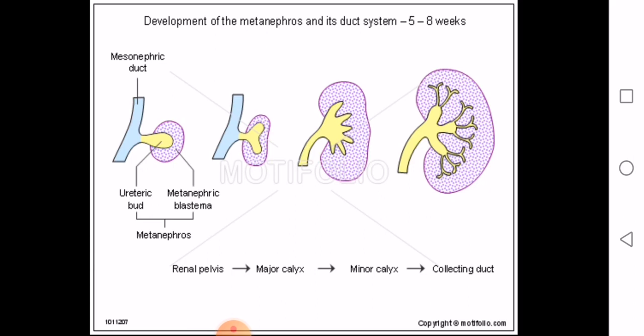So this is again the same thing that we have discussed. You can see the ureteric bud developing from the mesonephric duct going towards the metanephric blastema. And you can see that once it reaches there, it forms a cap. Okay, and then the ureteric bud will start dividing and it forms all the parts of the collecting system.